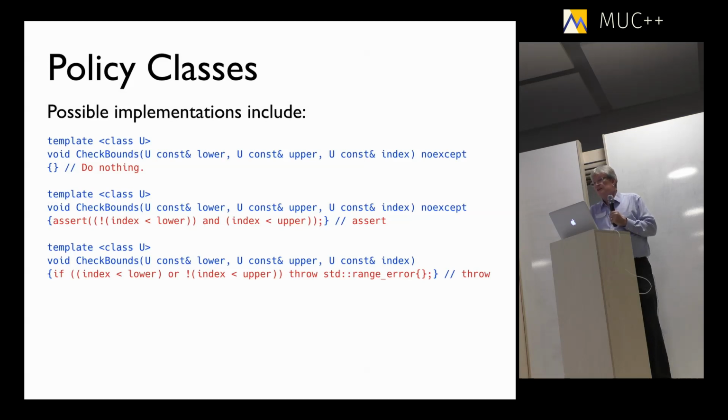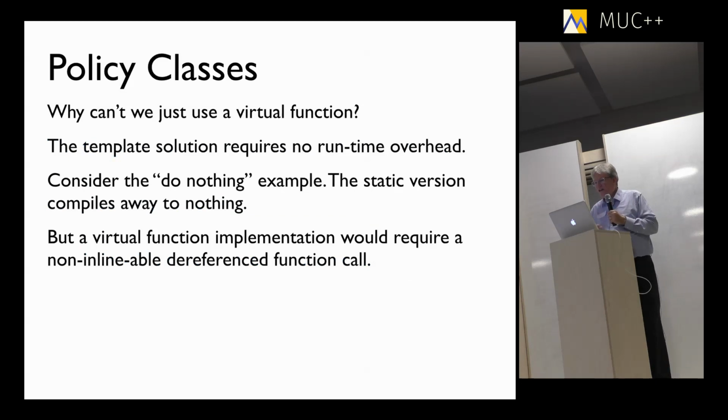Or you could do one of these others, or you could write your own. That's the beauty of this, that you are completely able to put in whatever checking policy you want by just writing it, and it derives from that. Okay? Now, the question is, why not just use a virtual function? Why not just make our container a base class that calls a virtual function that says do the check? And then you could derive from it, and you could implement the virtual function to do whatever checking you wanted.